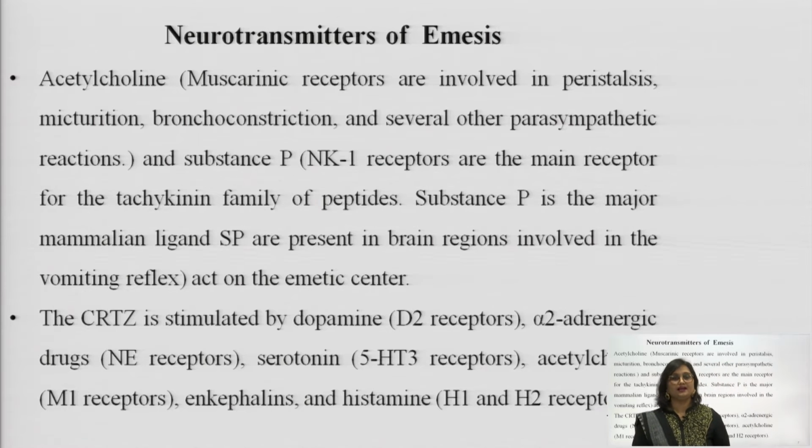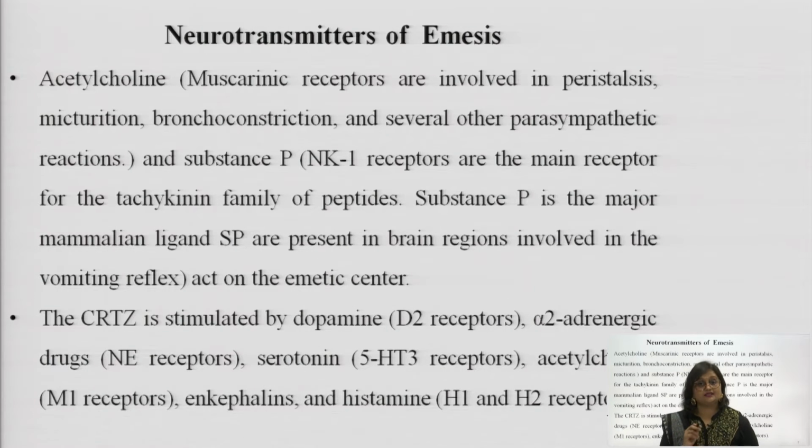Now, there are several neurotransmitters for emesis. What are these hormones which are responsible for emesis, or which cause vomiting? Most important is acetylcholine. Muscarinic receptors are involved in peristalsis, micturition, bronchoconstriction and several other parasympathetic responses. Acetylcholine acts on these receptors.